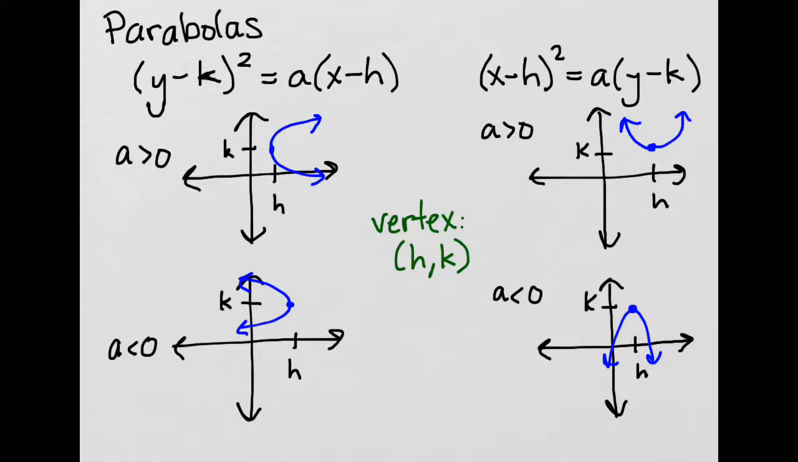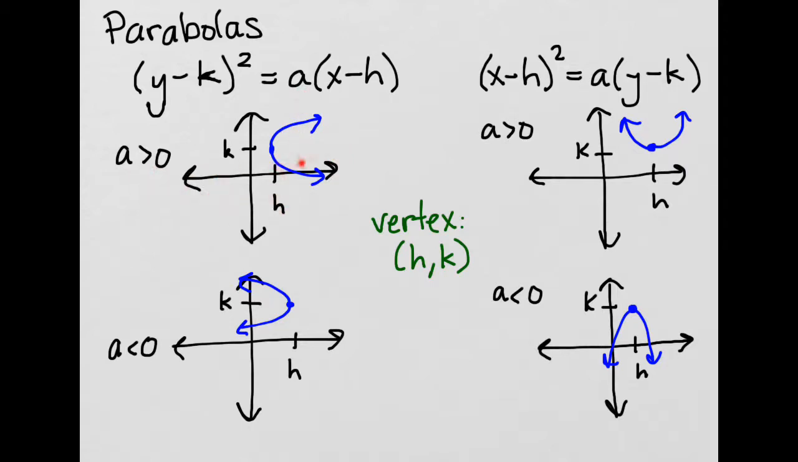We're going to look at parabolas in conic section form. So there are two different forms for parabolas. You can either have a parabola facing the right or the left, or a parabola facing up or down. If the parabola is facing right or left, the equation is going to be (y - k)² = a(x - h), where h and k give you the vertex of your parabola. A is going to tell you which direction the parabola is facing.